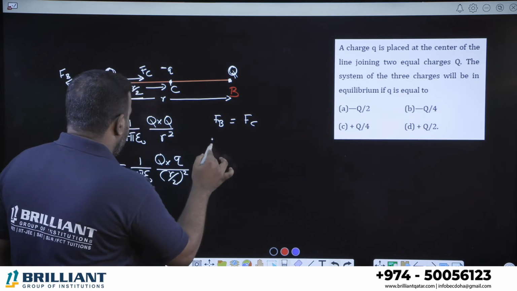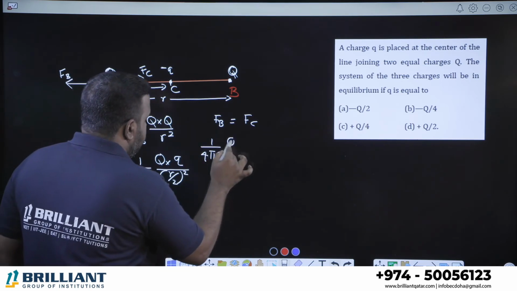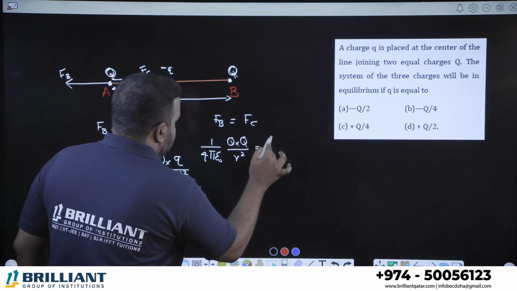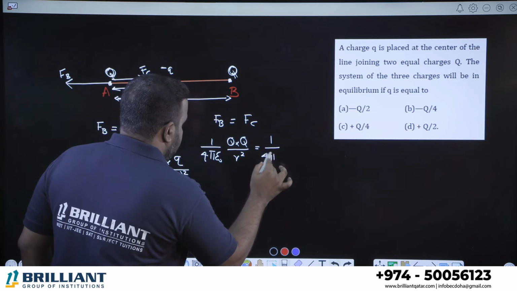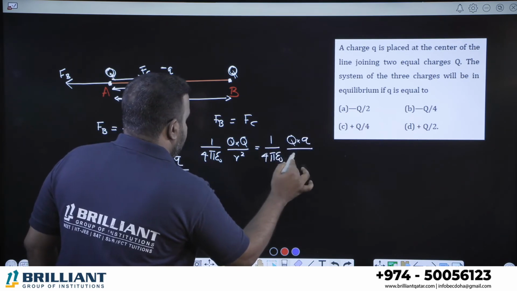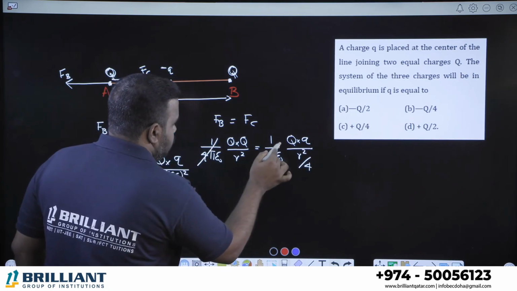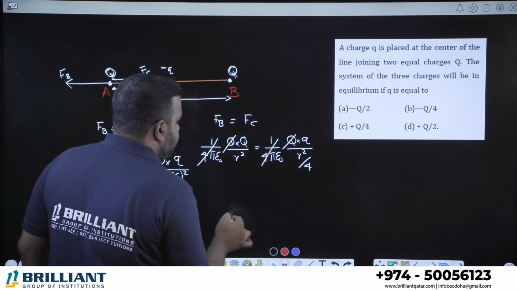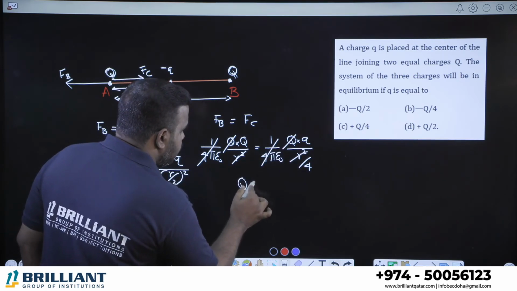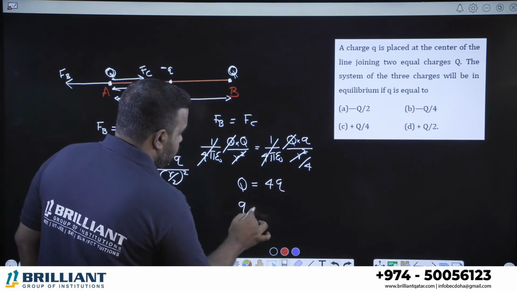What is FB value? It is 1 by 4 pi epsilon naught Q into Q by R square, which is equal to 1 by 4 pi epsilon naught Q into small q by R by 2 whole square, which is R square by 4, right? Will cancel similar terms. 1 by 4 pi epsilon naught will be cancelled. R square will be cancelled. So, what we can see here is Q is equal to 4q will come, right? So, q is equal to what?